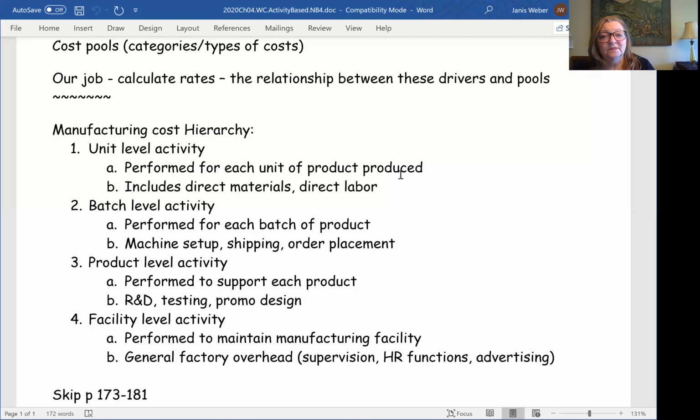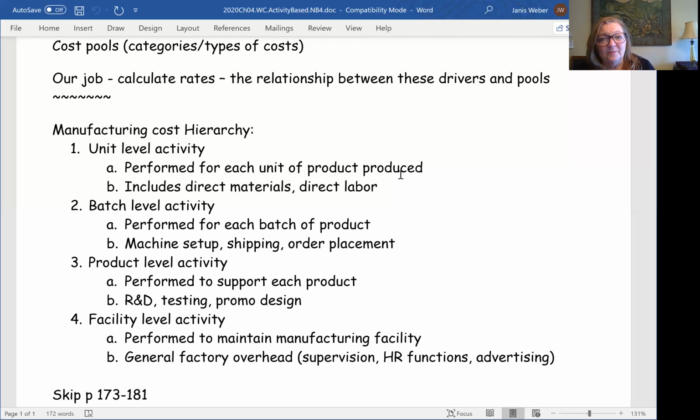And sometimes that would be like if ABC product has multiple different products they make. So this is the custom batch, basically, that we're going to make this batch like this and this other batch like this. So it includes machine setups. This would be the changeover, might fall in here, like the waffle fries versus the French fries, the waffle fries versus the crinkle cut fries. That's like machine setup, shipping, order placement. All these are batch level cost.